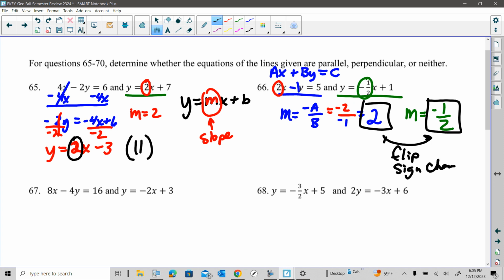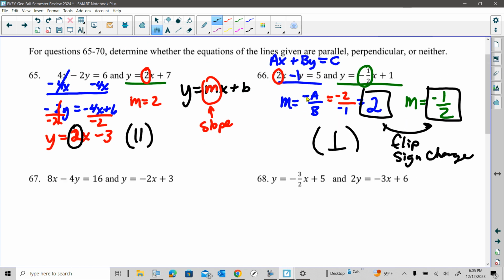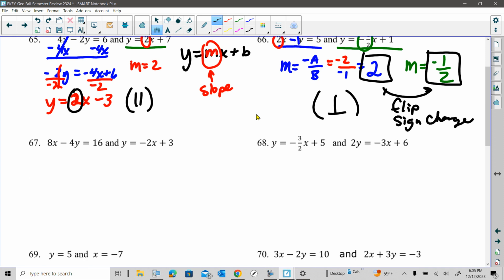So anytime we have a flip and a sign change, they're perpendicular. I don't care which method you use, okay? If you're good about seeing your A and your B, and making sure you're only changing the sign of the A, whatever sign is in front of the B, you keep. Like on this example, the A is the 8, the B is this -4, so this would be -8 over -4, which reduces to +2.